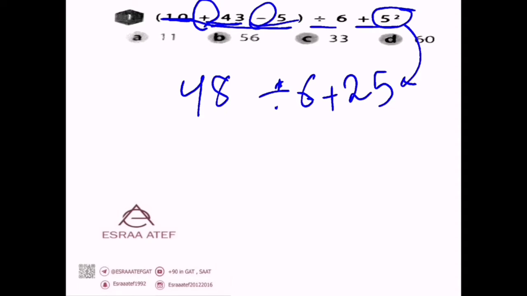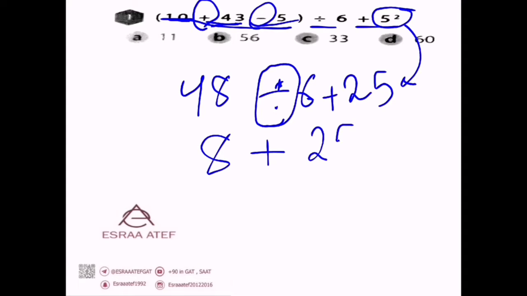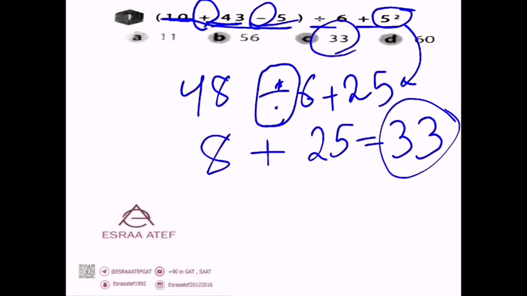Then we start number 3, division or multiplication. Here we have division. So 48 divided by 6 is 8, and then plus 25. So 8 plus 25 is 33. So the answer will be 33.